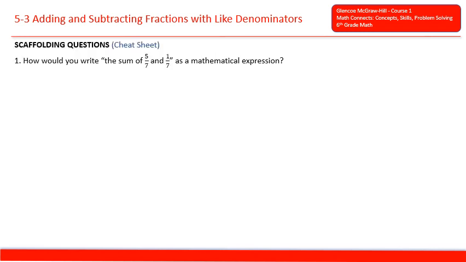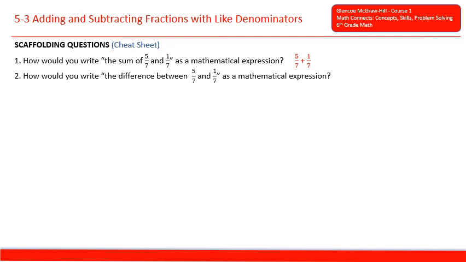Scaffolding questions. How would you write the sum of 5/7 and 1/7 as a mathematical expression? The sum tells us that they're looking for addition. So 5/7 plus 1/7. How would you write the difference between 5/7 and 1/7 as a mathematical expression? The difference should tell us that it's subtraction. So 5/7 minus 1/7.